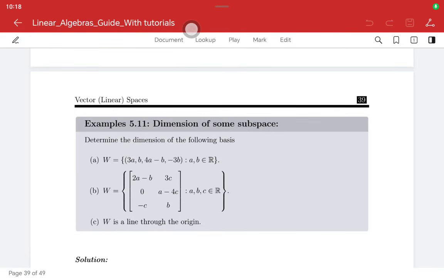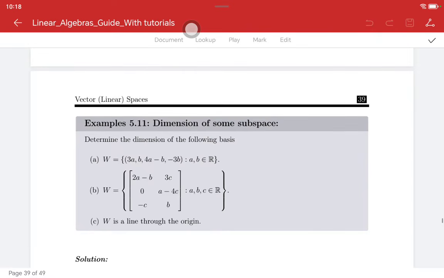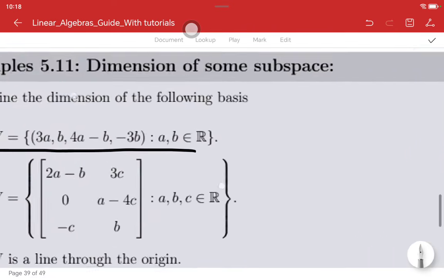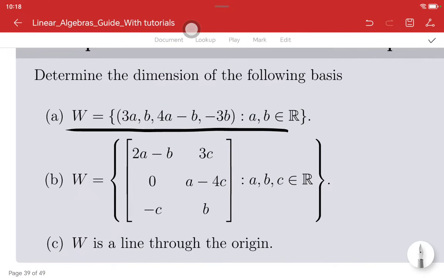Subspace, we should determine the dimension of the following bases. Then they give us this. The first one, they give us this. The first thing that you need to check is how many variables you are given. That will be your set. Then secondly, you need to check what space this is. We have 1, 2, 3, 4.